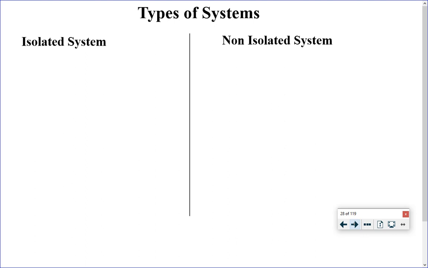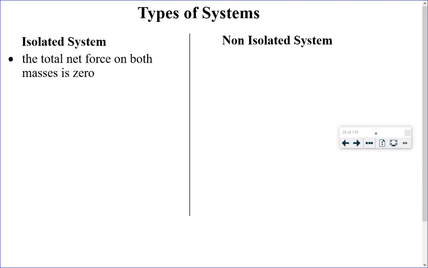So what is an isolated system? An isolated system is a system that includes two objects that are acting on each other, and the net force, the total net force, is zero. How is that possible? Well, it's very simple. When that tennis racket hits the tennis ball that we were talking about earlier, I'll do my best here.